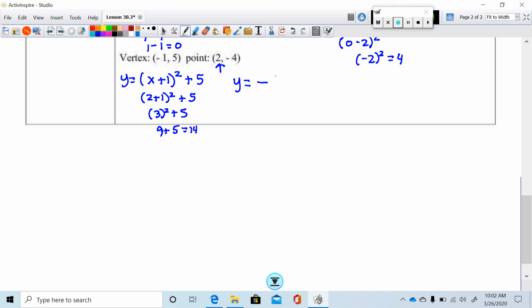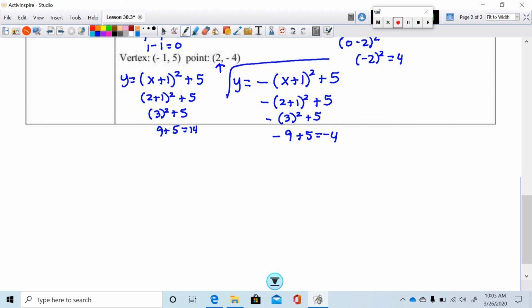So what I'm going to do next is just go ahead and see if it just reflects. So I'm just going to put a negative in front of the parentheses. Everything else I'm going to leave it like it is, and then I'm going to substitute the 2 in for that. So negative 2 plus 1 squared plus 5, negative 3 squared plus 5, negative 9 plus 5 is negative 4, and that is exactly what I wanted, so this is the equation for that.